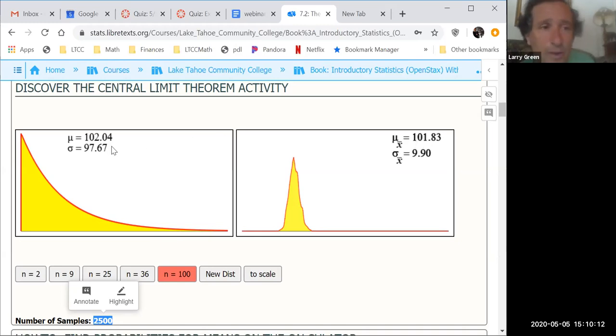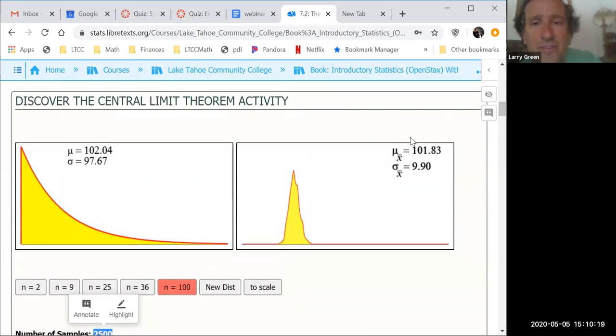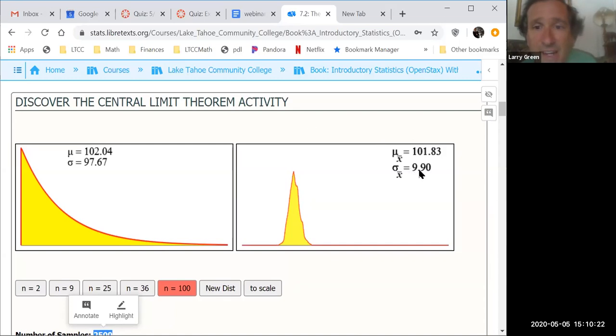And notice that it's very close. It's almost the same, which again, it's not going to be exact because we didn't do an infinite amount, but we did 2,500 of them. The standard deviation, on the other hand, notice is not the same as the original standard deviation. The original standard deviation was about 97.67. Now we're at about 9.9. What do you notice about the standard deviation? Yeah, it's about 1/10.